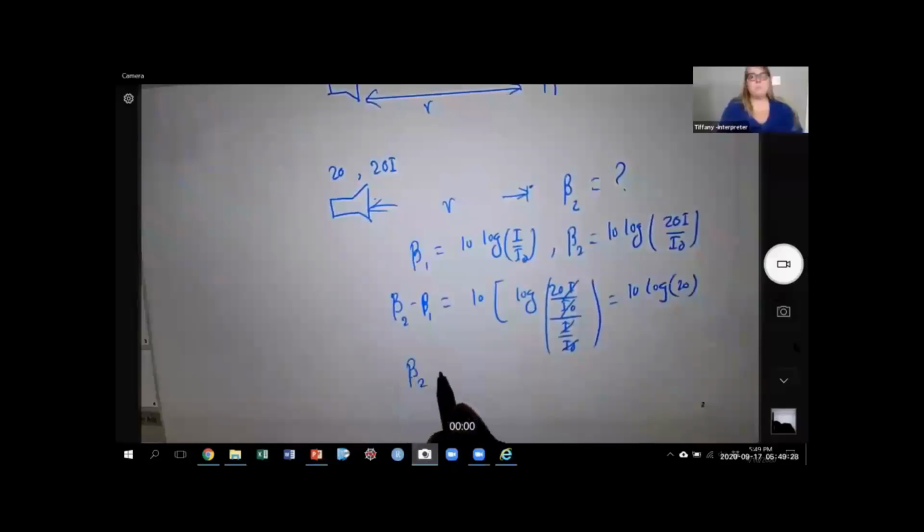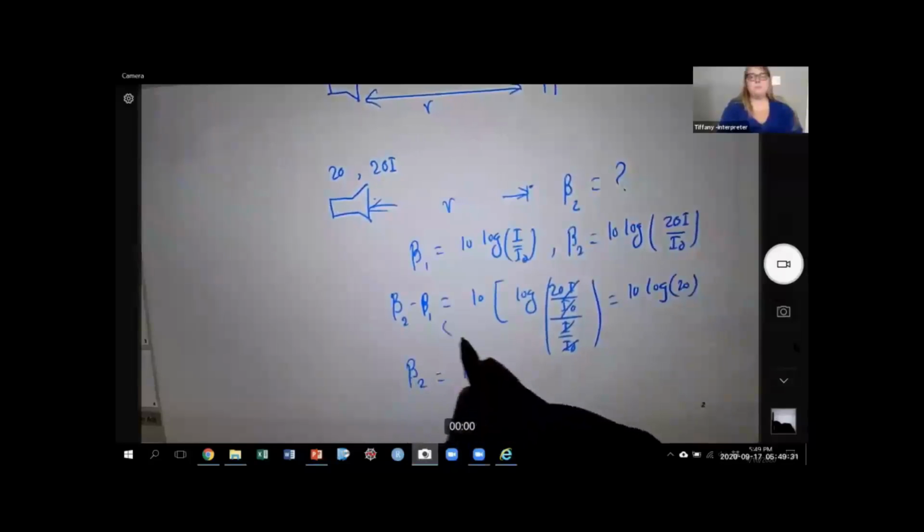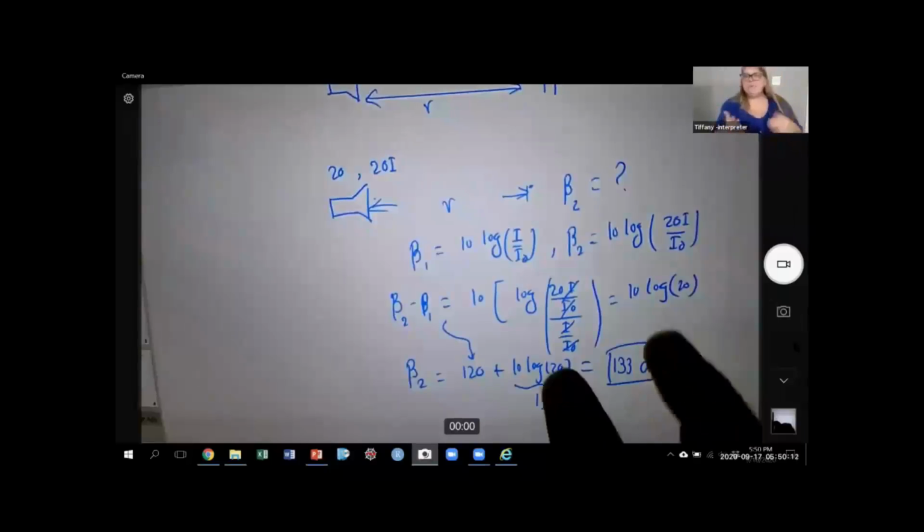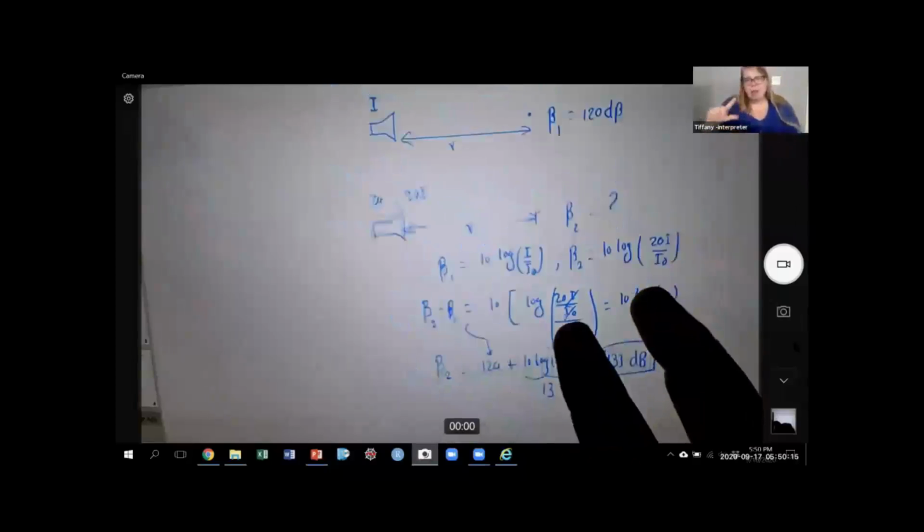So beta 2 is beta 1, which is 120 decibels as given, plus 10 log 20. First of all, what is log 20? Log 20 is 1.3, and times 10 is 13 decibels. So only 13 decibels increase plus 120, so the answer is 133 decibels will be the new sound level. The decibel increase is only 13 decibels, even if you increase the power by 20 times. The loudness will only increase by 13 decibels, because it increases logarithmically. So that's the question. Okay.